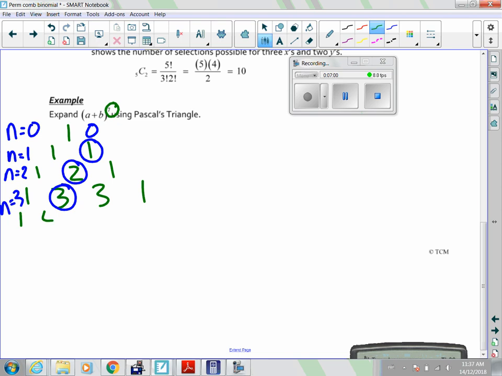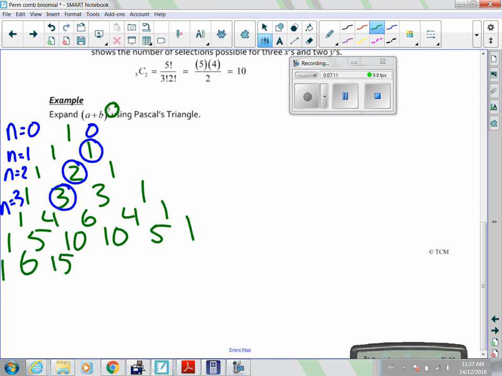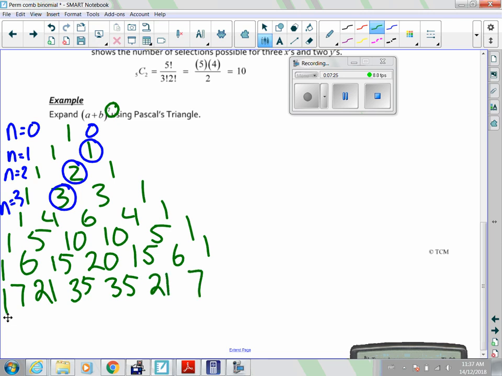Row 4 is going to be 1, 4, 6, 4, 1. Then 1, 5, 10, 10, 5, 1. Then 1, 6, 15, 20, 15, 6, 1. You can also see it's symmetrical. And eventually here 1, and give myself quite enough room, 35, 35, 21, 7, 1. So what this means is that those are my coefficients.